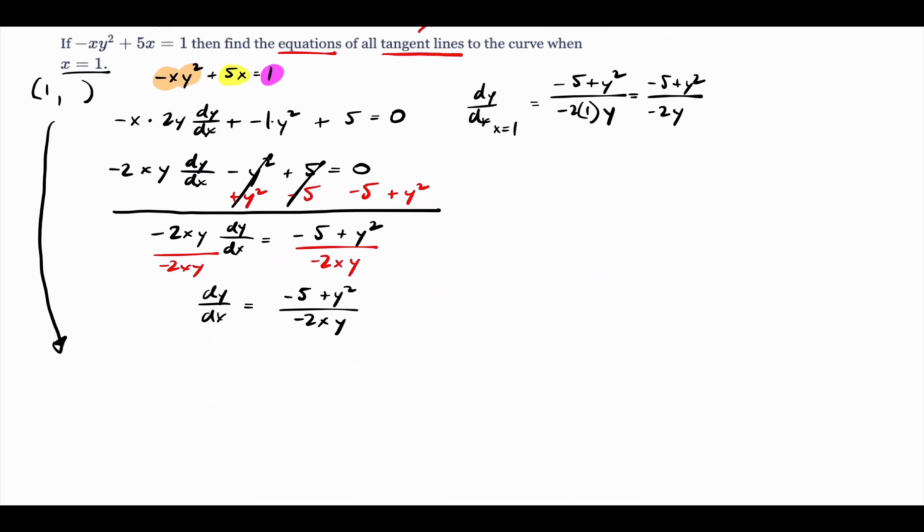It's not like we haven't done anything right. Everything we've done so far is correct. We just don't have enough information to go on. So we got to kind of stop. I need a y. So I'm going to go back to the original. Everywhere there's an x, I'm going to plug in a 1. To the original.